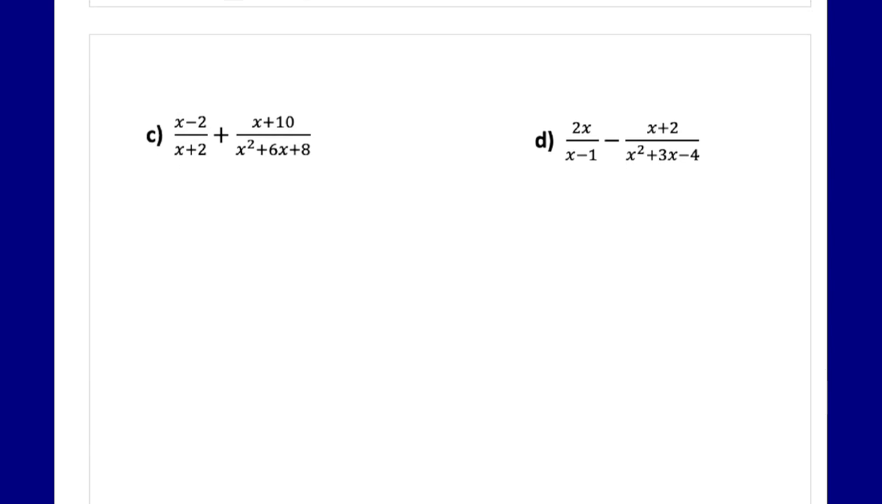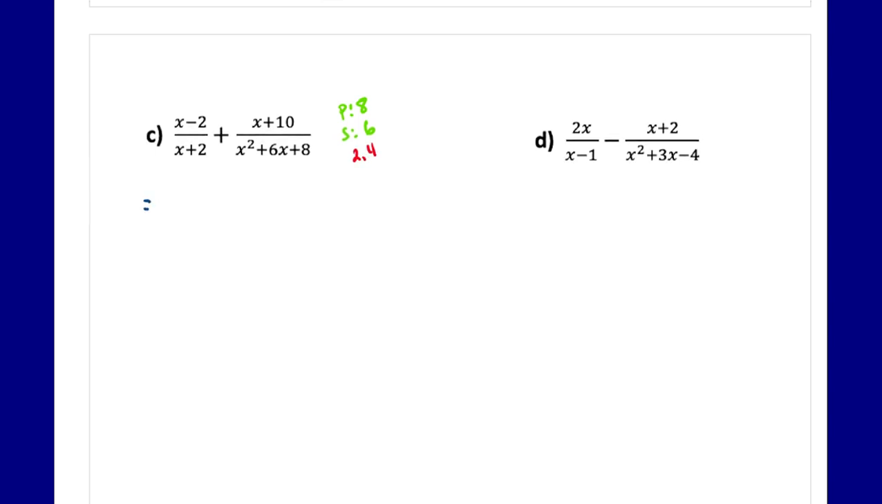Two more examples, C and D. So for C, again, we have one rational expression where the denominator is simplified, it's factored. I need to do the same to the next one, the x² + 6x + 8. I need to do that first. It's a simple trinomial, so two numbers that multiply to 8 but add to 6. These two numbers would be 2 and 4.